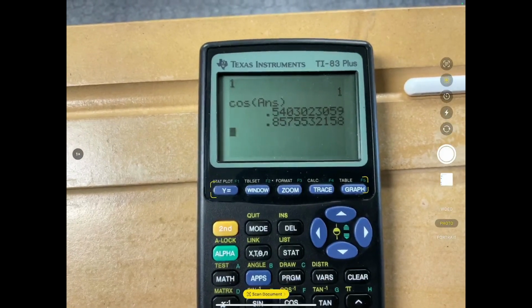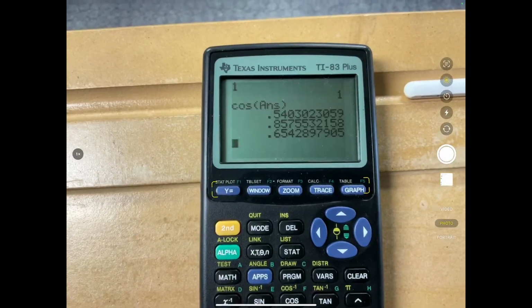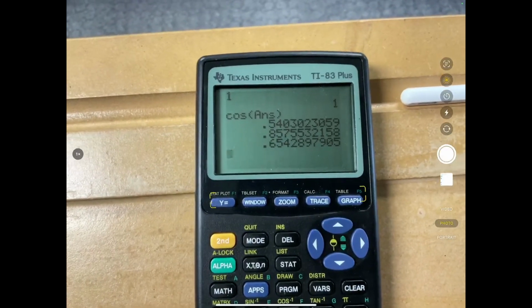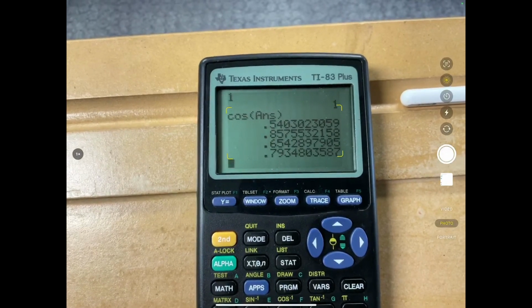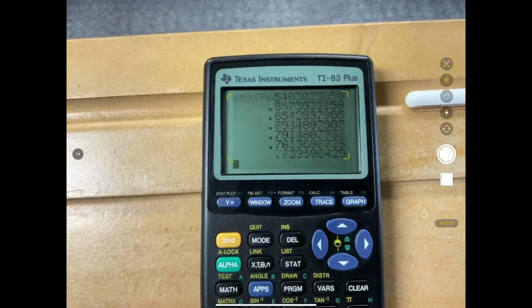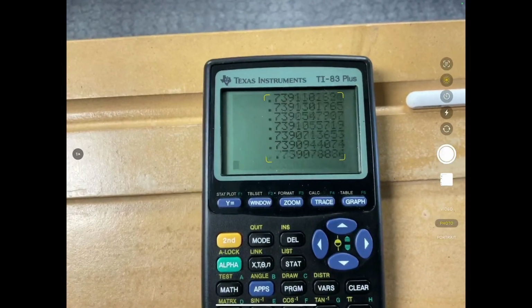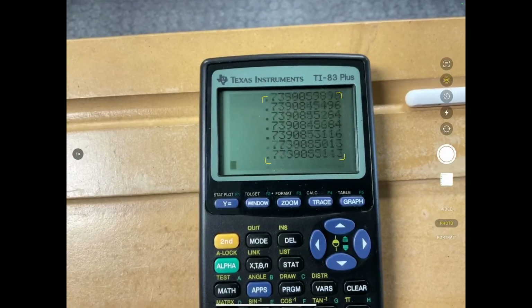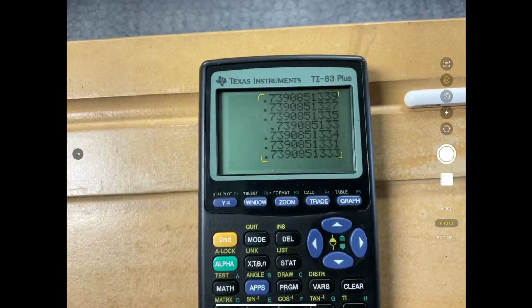I'm just hitting enter. Most calculators do this: if you have a formula, it'll just repeat the formula every time you hit enter. And that's the cosine of 0.857. And then this is the cosine of 0.65. Notice that the numbers are getting closer and closer to something. If I keep hitting enter, that's the solution. Well, eventually. It looks like it's pretty settled down there.